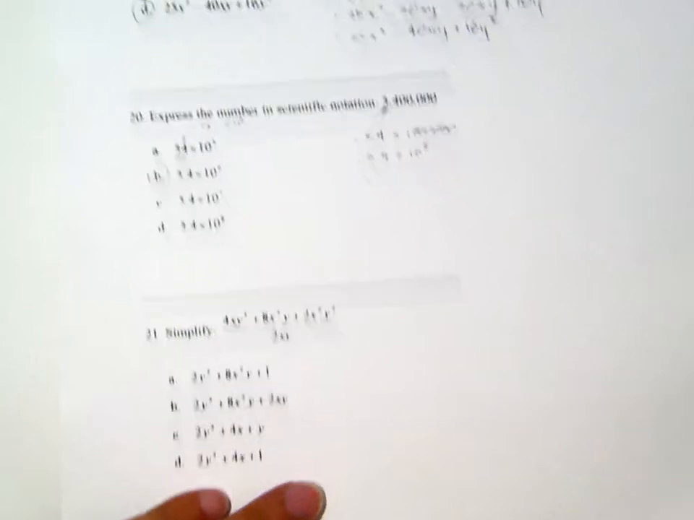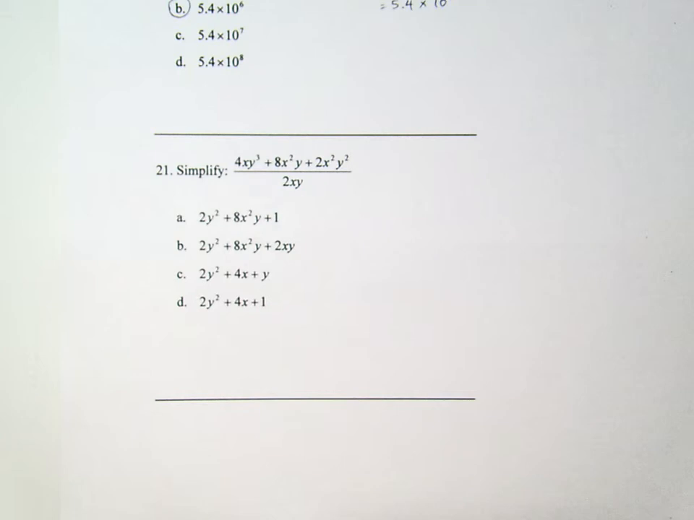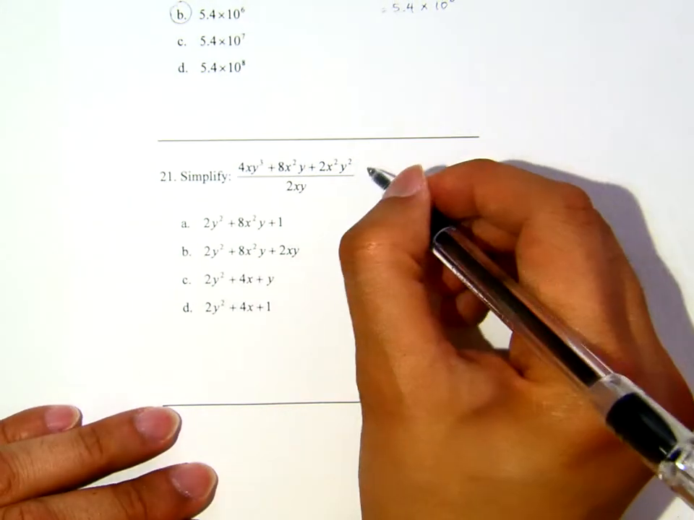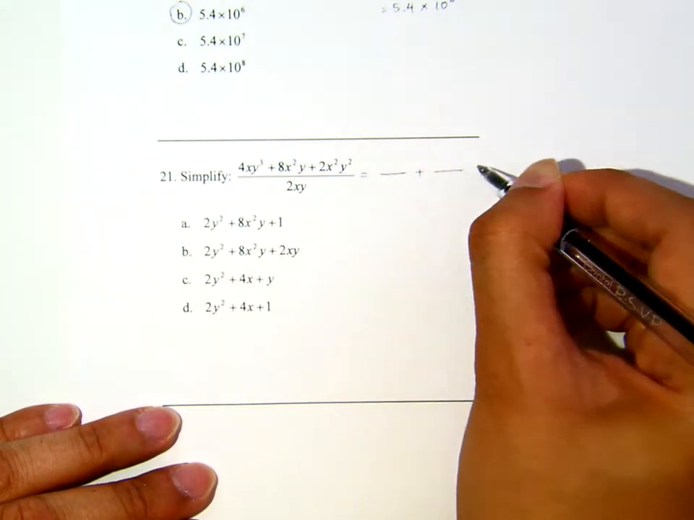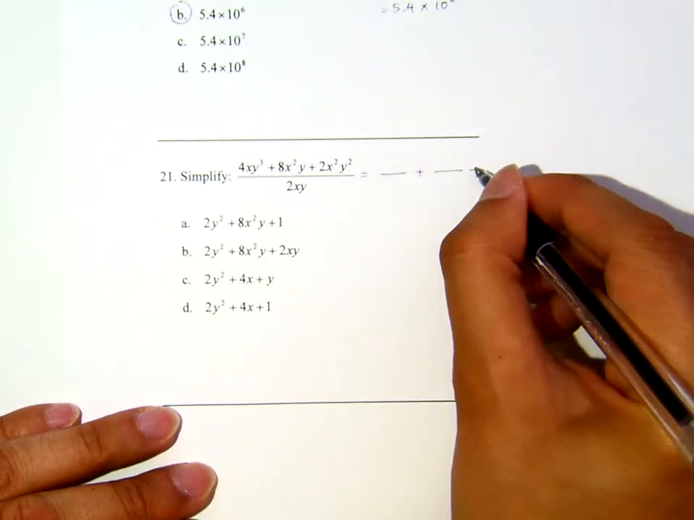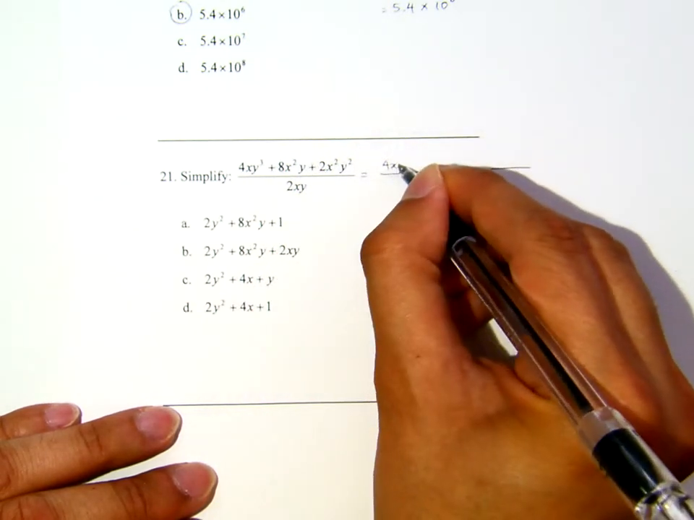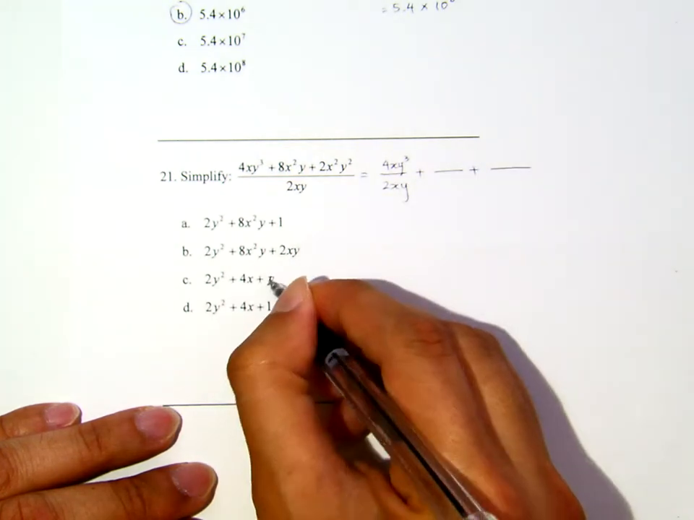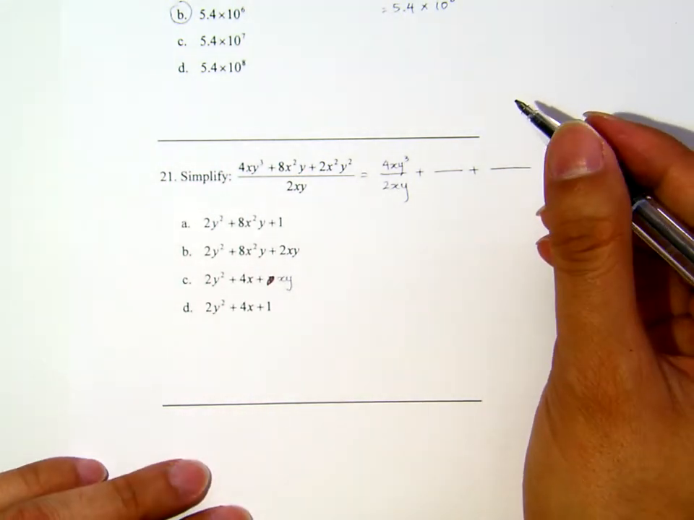Number 21, simplify the following. It is dividing a polynomial by a monomial. Every time you divide by a monomial, you can break it up into many terms. Here you have 3 terms divided by that monomial, so I divide each term on the top by 2xy, and then simplify. Oh, by the way, the answer here is supposed to be xy. You will see later on that's the final answer.